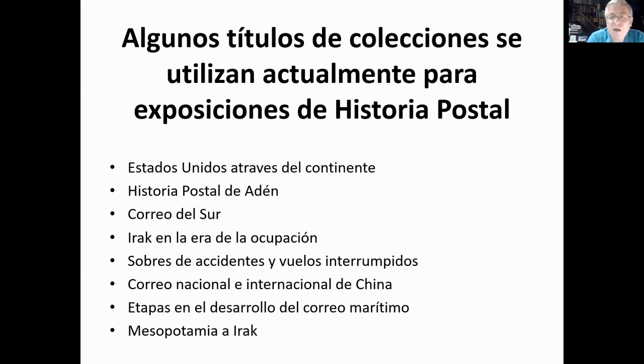Crash and interrupted flight covers, again, a very, very broad, unspecific title. Mesopotamia to Iraq, the same thing. The only thing it defines is some geographical scope, but nothing about the period of time covered or the nature of the postal history that's going to be shown. And that's really a common theme with each of these titles. They really convey very, very little information to the judges or indeed to the public looking at the exhibits. Next.